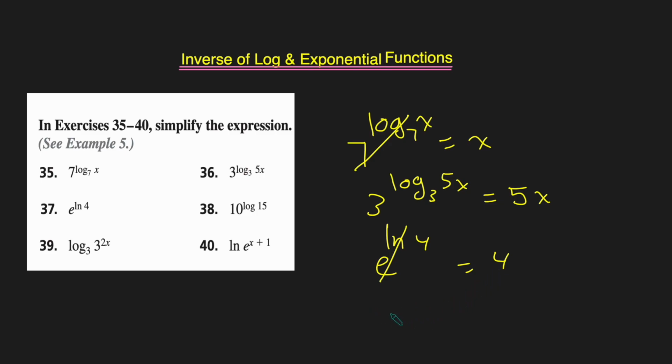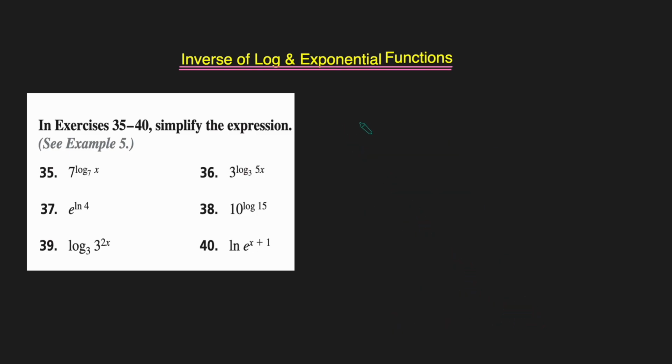Number 38, we have a common log. It's raised to the same base, which is 10 for the common log, 10 to the log of 15. This is going to equal 15. Number 39, log base 3 to 2x, 3 to the log base 3 of 2x. These cancel each other, and this is going to equal 2x.